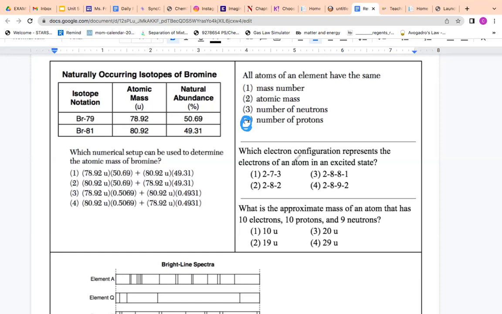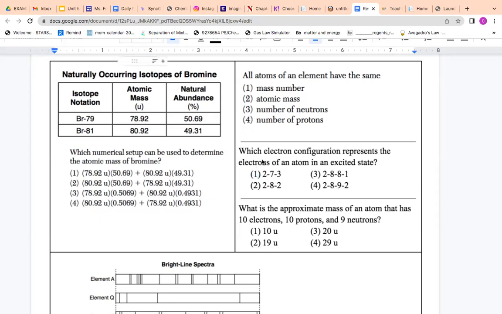All right. Next, which electron configuration represents the electrons of an atom in an excited state? So again, what we want to do is take a look at the configurations they're giving us. The first one I can see is 2, 7, 3. Right off the bat, I know that this is the correct one. The second shell can hold 8 in total, but it's not filled. But then I have another shell here. So really what we did was take one from the second shell and excite it into the next shell, the third shell. So this would be our option. All right.